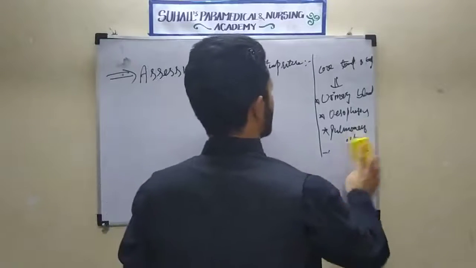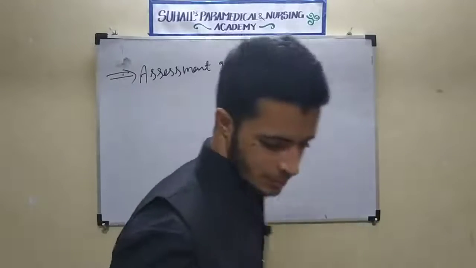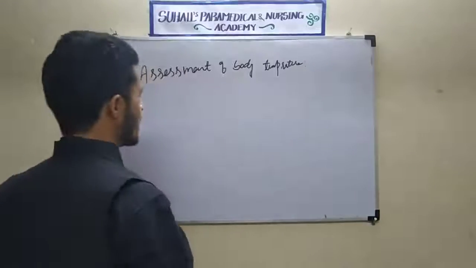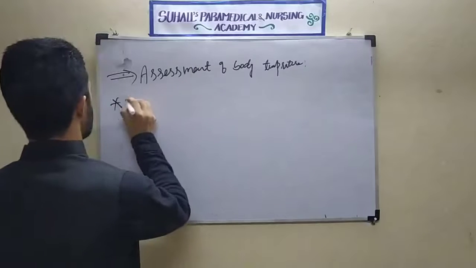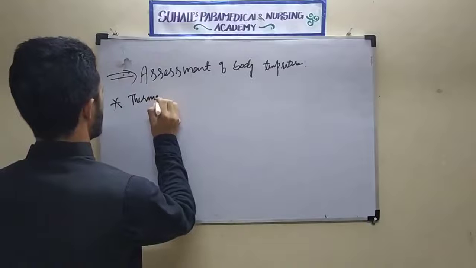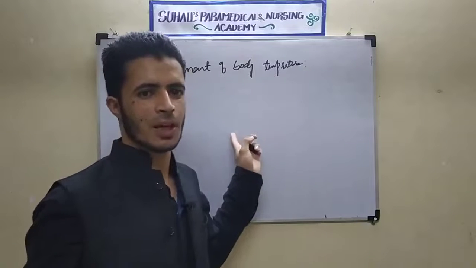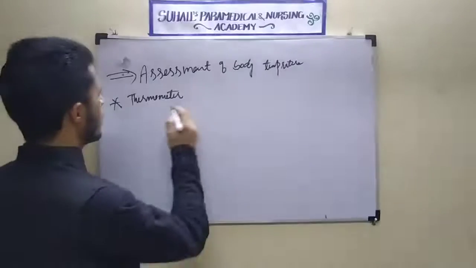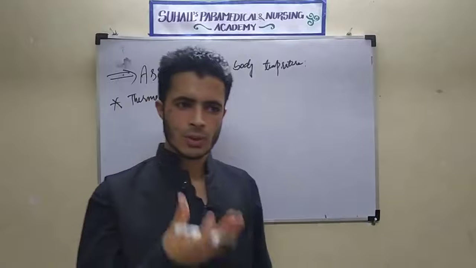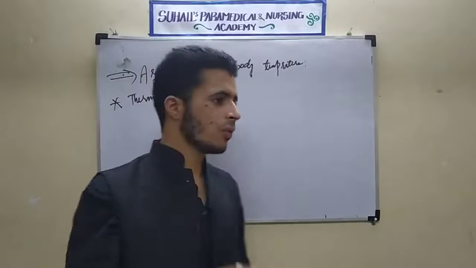Now I am going to explain about the assessment of body temperature. In assessment of body temperature, the first thing is the thermometer. Thermometer is used for assessing the body temperature. This is the first point. Then we say, what is a thermometer? A thermometer is a device that is used for assessment of body temperature.